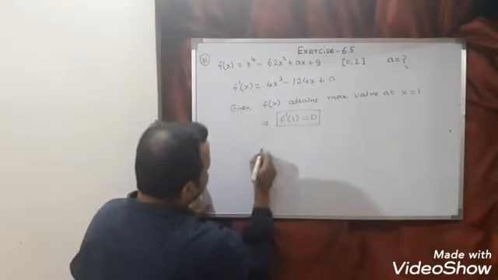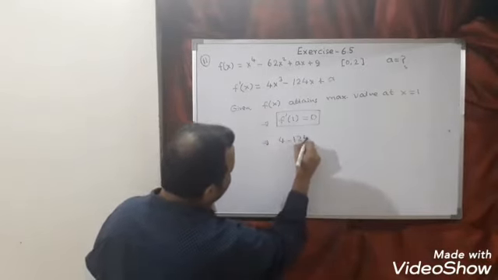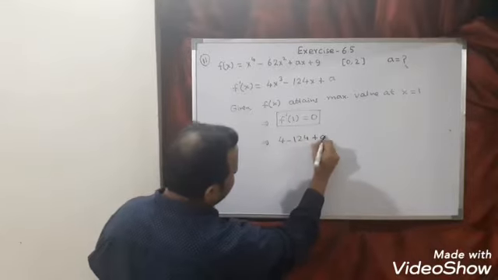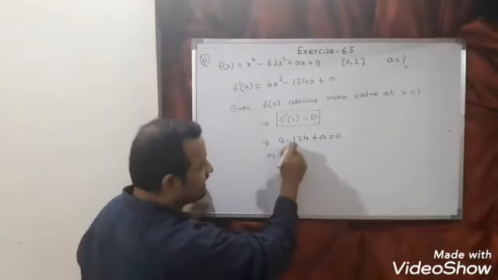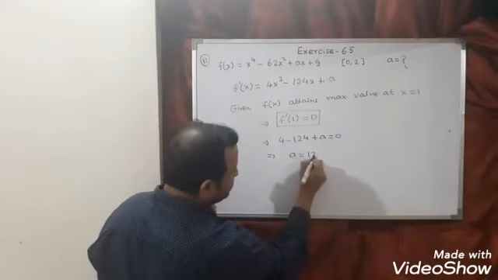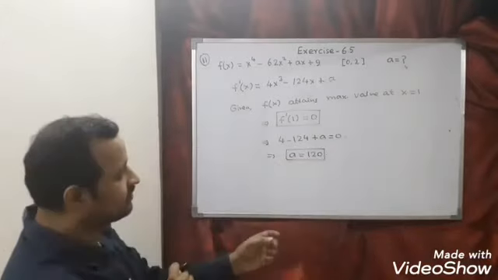So put 1 here. What you will get? 4 minus 124 plus a equal to 0. So from this, what is a? Minus 120 will go to the other side, so a is equal to 120. So the answer of this question is a is equal to 120.